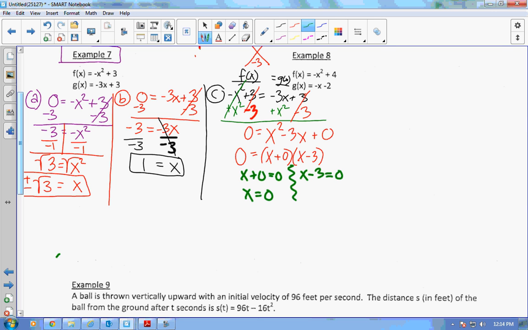That's one time the two will cross. F of x equals g of x. We're looking for where they intersect. They'll intersect when x is 0. What's this one? What number minus 3 equals 0? Positive 3. Okay, those are the 2 points where the graphs will intersect each other.